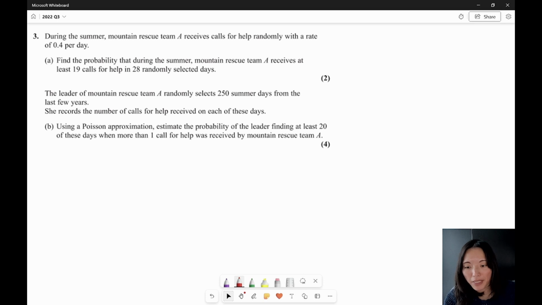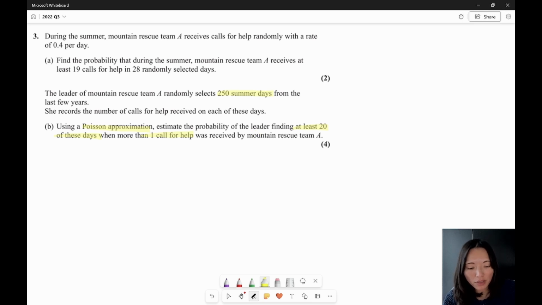Now let's look at part B. Let's read the question first. The leader of Mountain Rescue Team A randomly selects 250 summer days from the last few years to record the number of calls for help received on each of these days. Part B asks us to use a Poisson approximation to estimate the probability of the leader finding at least 20 of these days when more than one call for help was received by Mountain Rescue Team A.